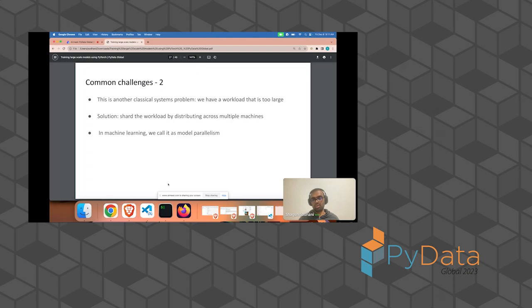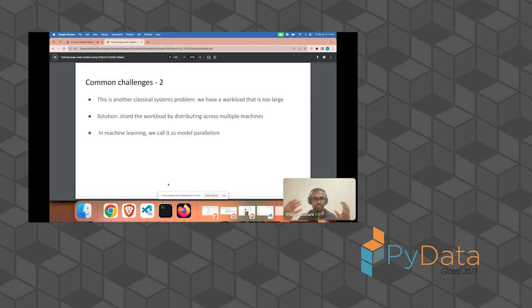And so the way we handle this problem is we shard the workload. Sharding basically means we distribute or divide the workload across multiple machines. In the context of machine learning, we call it model parallelism. I want to contrast it with data parallelism, where we had multiple copies of the model on different devices and the data was divided. In this case, the model is going to be divided across a bunch of machines.